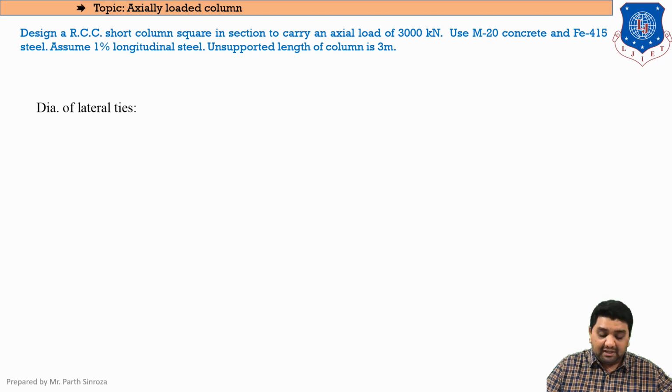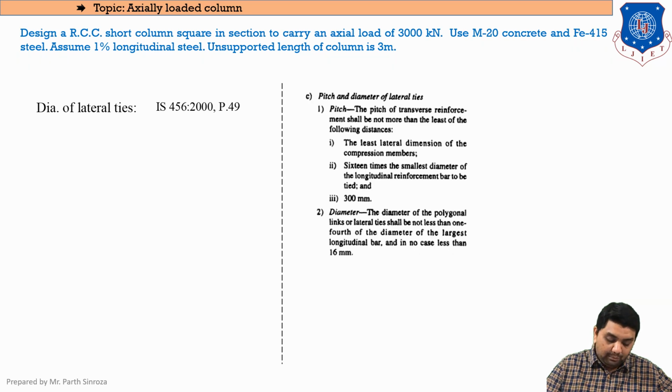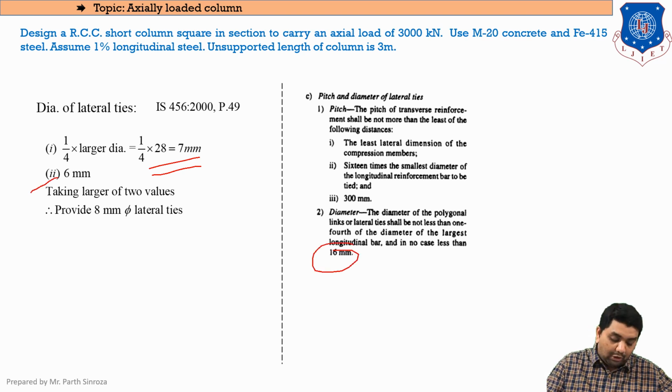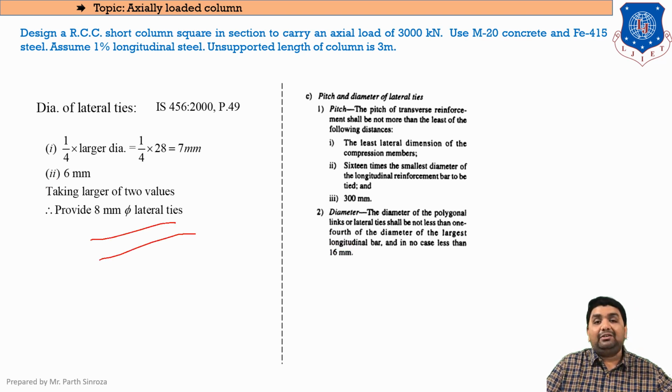So next, moving further, we will be finding the diameter of lateral ties. Again from the same page and same equations, we will be using these cases. Two cases are mentioned. First is 1/4 of the diameter of the largest longitudinal bar. We have provided our longitudinal bar to be 28 mm, so the diameter comes out to be 7 mm, and in the second case it is mentioned 6 mm. Again, there is a printing mistake, the value is 6. So out of these two, the highest value is 7. So we will be providing the lateral ties of 8 mm dia, because 7 mm diameter is not available in the market.